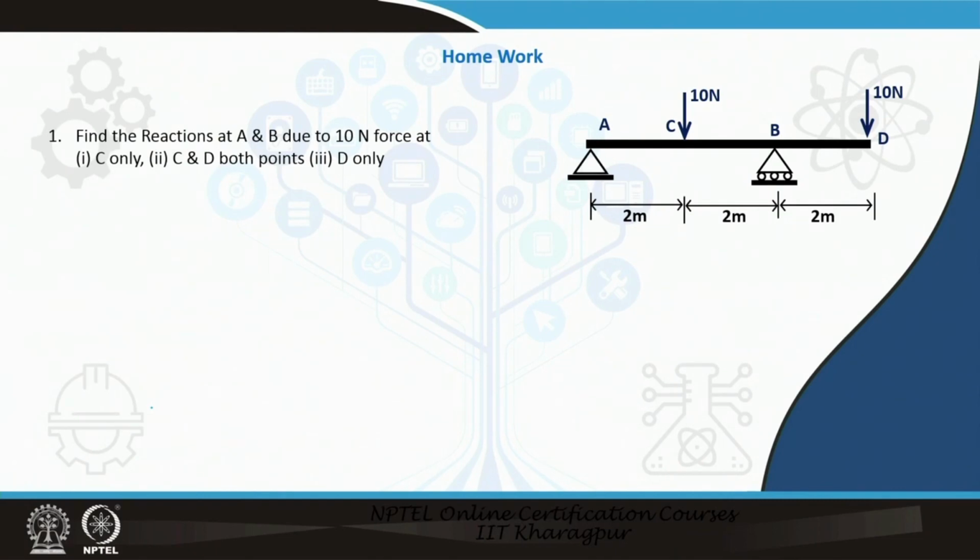The first one is that a beam is given. Of course, this beam is a statically determinate beam. You can easily find the reactions at A and at B, both the upward or vertical reactions. There are 2 loads of 10 Newton each at point C and point D, and you have to find the reactions at A and B due to those loads. First, if the load is only at C and there is no load at D; second, if both C and D have load; and third, if only D is loaded.